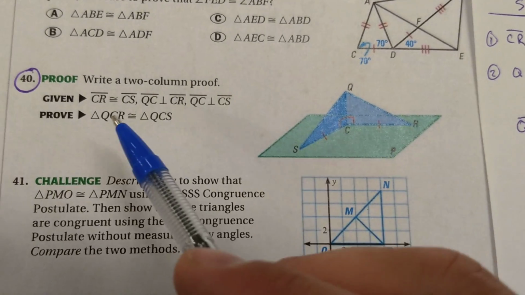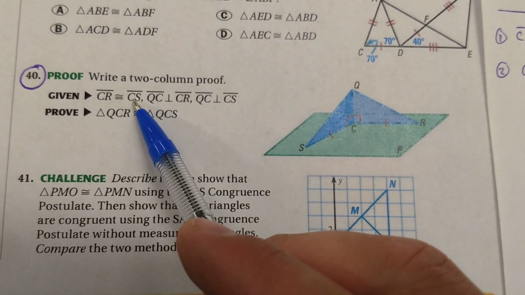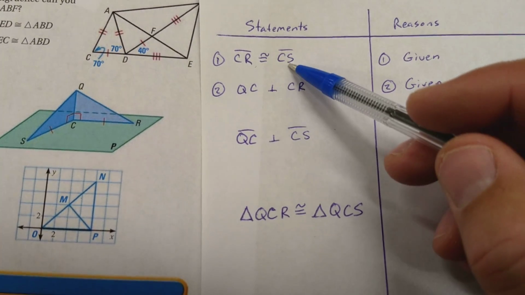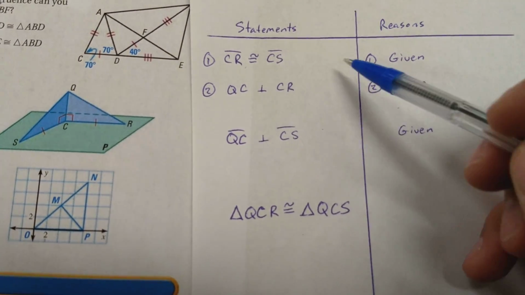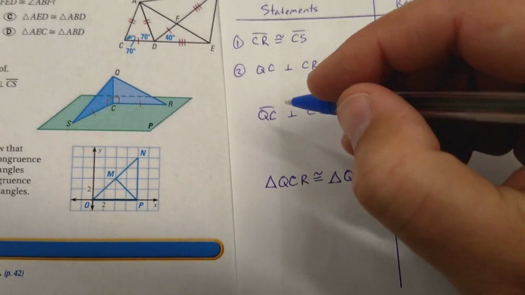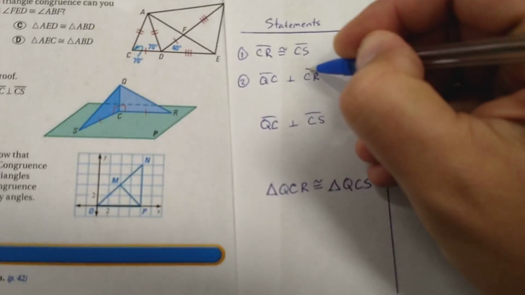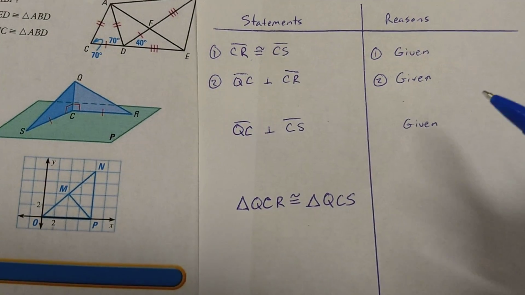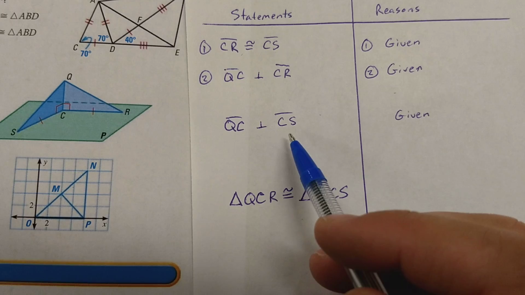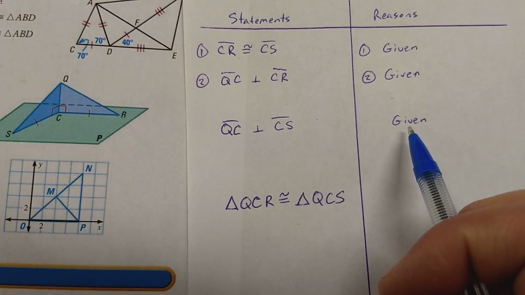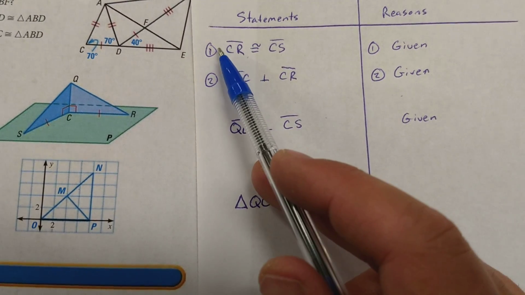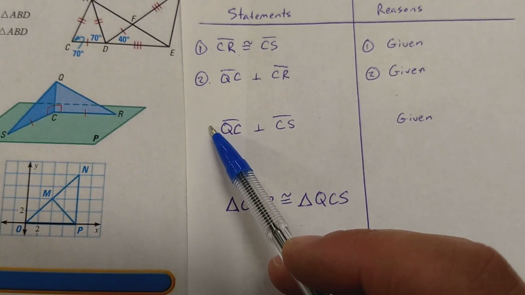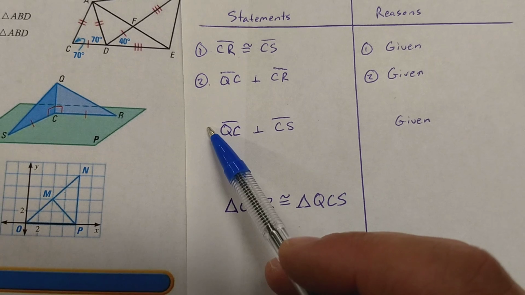I started filling in some of the information. We've really got three things that are given to us, and so I put those over here. CR is congruent to CS. That's given to us. QC, whoops, forgot to add my lines, I should do that. QC and CR are perpendicular, that's given to us. QC is also perpendicular to CS, that's given to us. And you notice I started numbering these, 1, 2. I didn't put a 3 here yet, not just yet. I could have, but I'll show you why in a second.